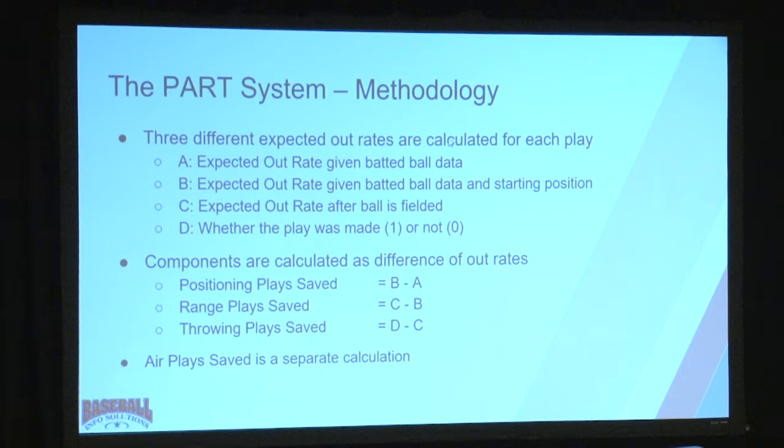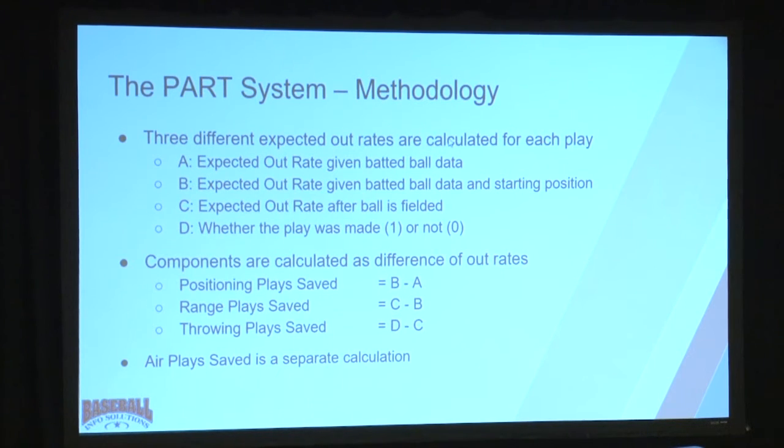It's not actually that complicated, even though the slide may or may not seem a little complicated. As I mentioned formerly, the plus-minus approach has an expected out rate, and then it decides whether you made the play or not, and then determines how much credit to give you based on that. Here, instead of one expected out rate, there are 3 expected out rates. So I'll explain how it works with positioning play saved.